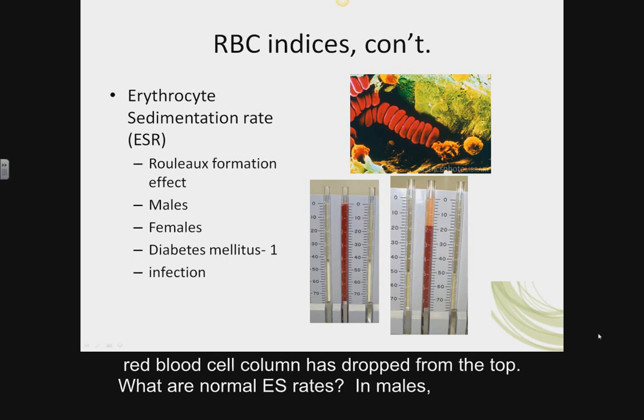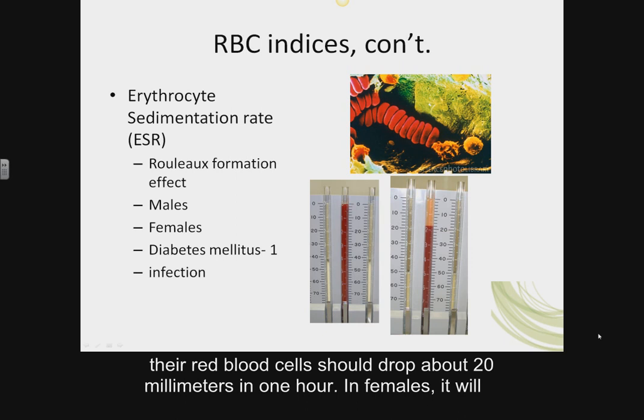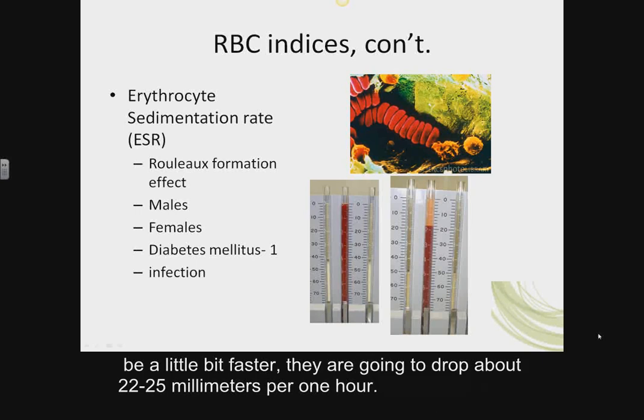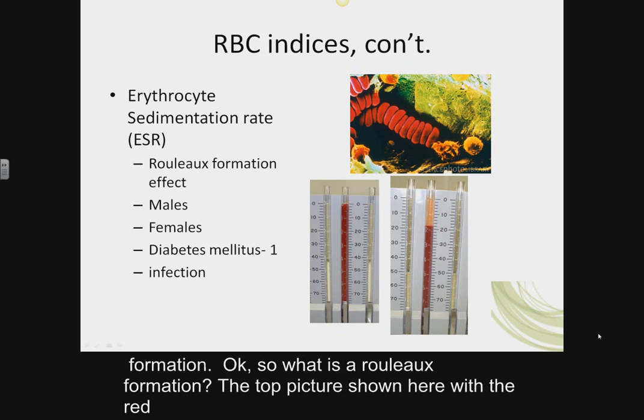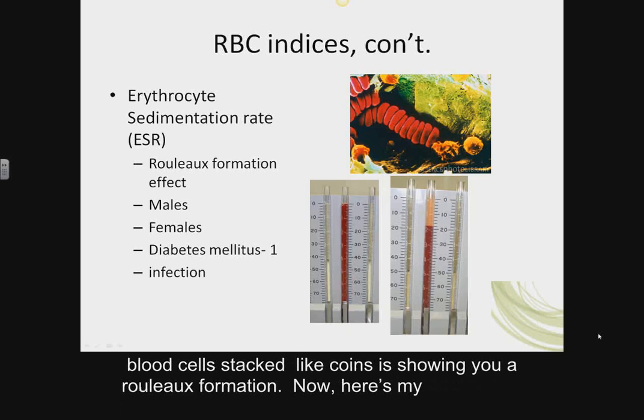What are normal ESRs? In males, their red blood cells should drop about 20 millimeters in 1 hour. In females, it will be a little bit faster. They are going to drop about 22 to 25 millimeters per 1 hour. That's because they have fewer red blood cells and there will be less of a rouleau formation and less resistance too. Okay, so what is a rouleau formation? The top picture here, shown with the red blood cells stacked like coins, is showing you a rouleau formation.